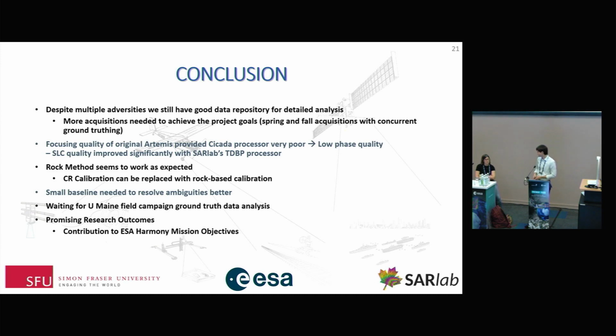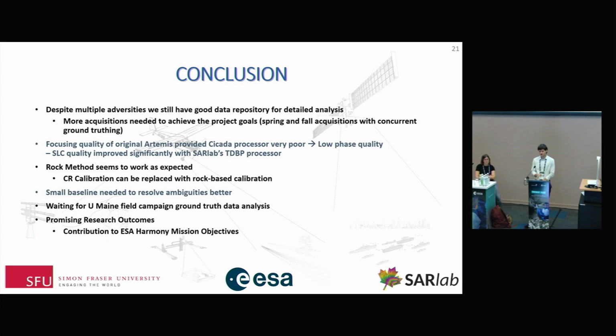So as far as a conclusion, I'm not sure where I am for time, but despite multiple adversities in our data collection campaigns, we still have a good data repository for more detailed analysis. In order to achieve the ideal project goals, which is spring and fall acquisitions with concurrent ground truthing, we will have to do more acquisitions. That's just the way things go. The focusing quality of the original Artemis processor was very poor, which led to very low phase quality, but we've improved that significantly, such as the removal of those artifacts and just better phase quality in general. The rock method that we're trying to use seems to work as expected, so we're hoping to be able to replace the corner reflector calibration completely with the rock-based calibration.